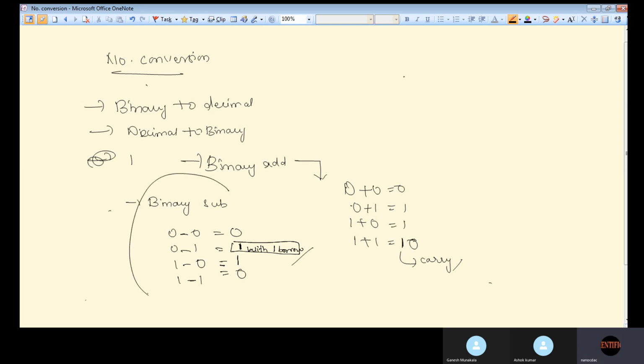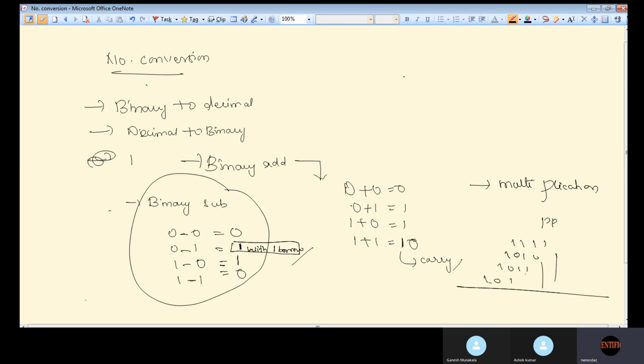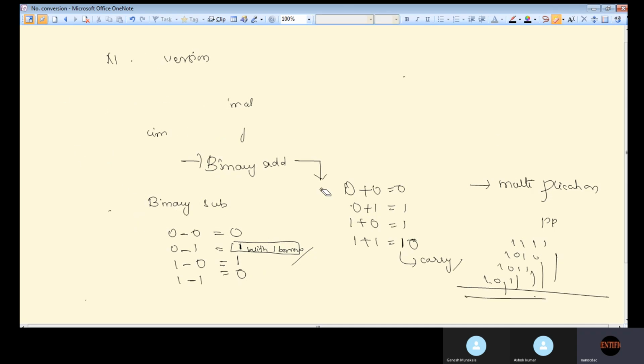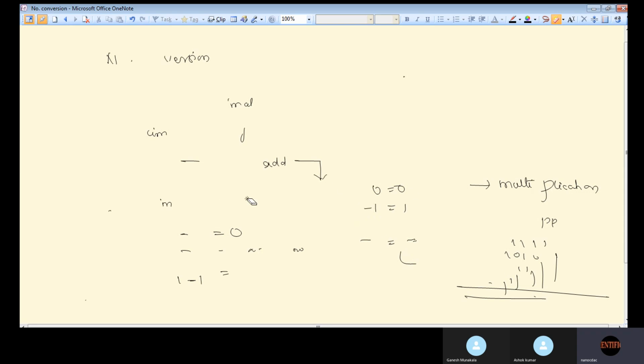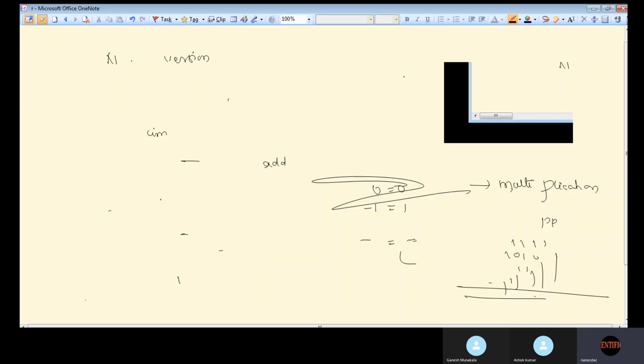In multiplication, you need to generate the partial products, like 1 0 1 0 1 0 1 1. These are all the partial products. You need to add the partial products using binary addition. Now, yesterday we did not discuss division. We will see the division. So binary division, which we skipped yesterday, I'm just covering.